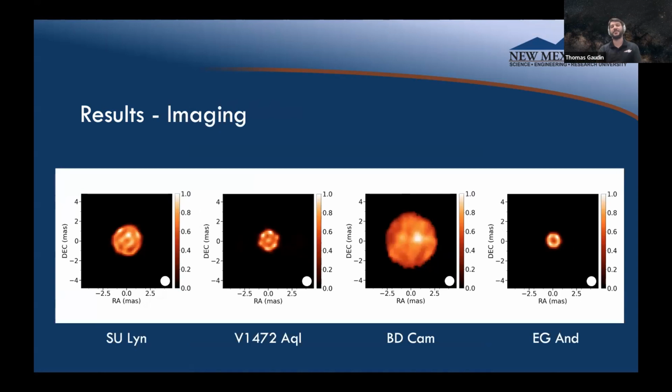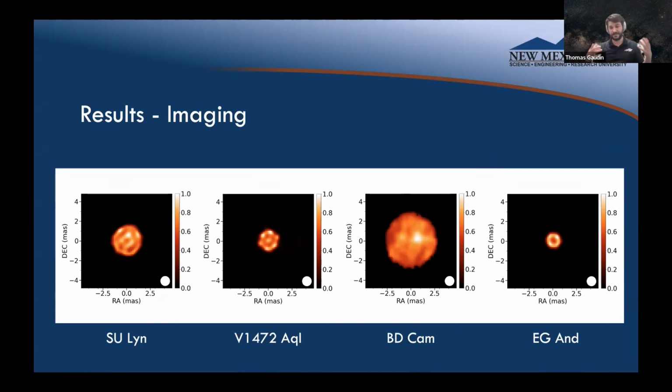And now we present the results of our imaging. These are the highest resolutions ever taken of symbiotic stars. Now we see once again that the images back up the results that we're getting from our model fitting data. We see in target SU Lin, V1472 Aquila, and BD Cam that the stars are clearly not spherical. We are seeing evidence of distortions along the surface of the disk. We are also seeing very unique surface features that are present in each of these 3 stars.